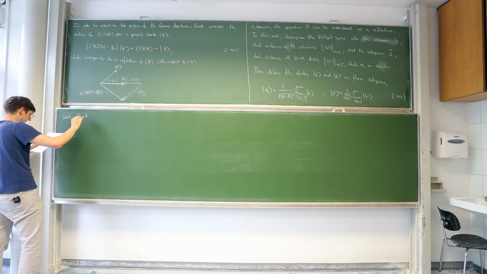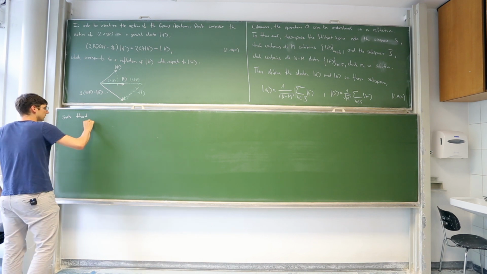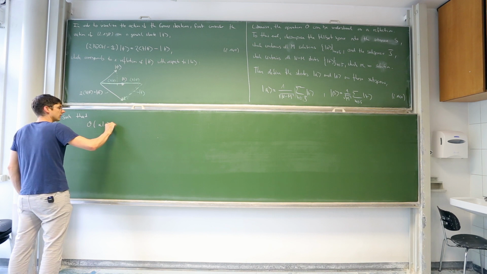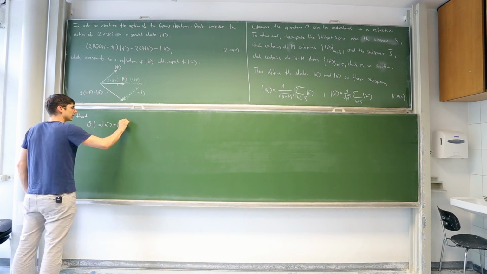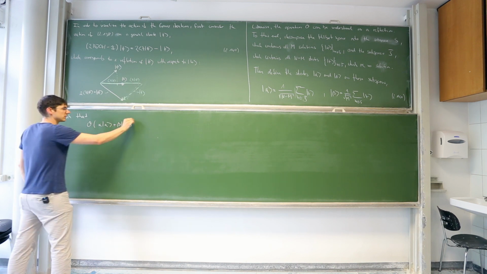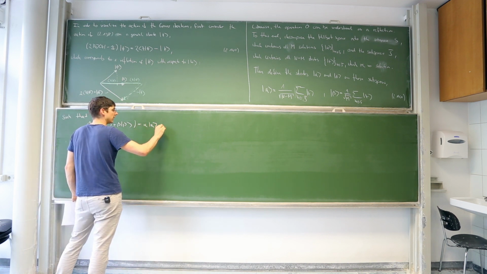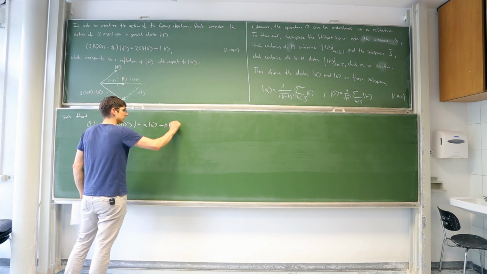such that if the oracle acts on, say, a state alpha |α⟩ plus beta |β⟩, with alpha and beta now some coefficients, then we get alpha |α⟩ minus beta |β⟩.